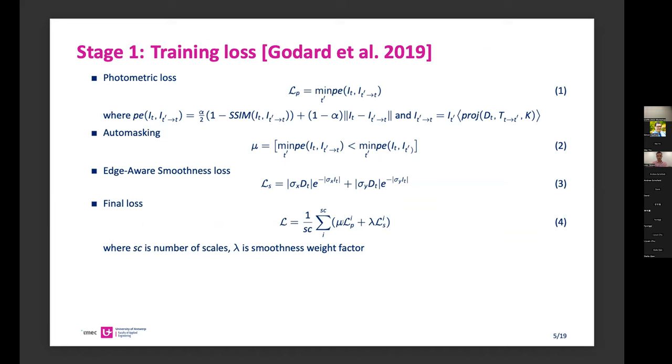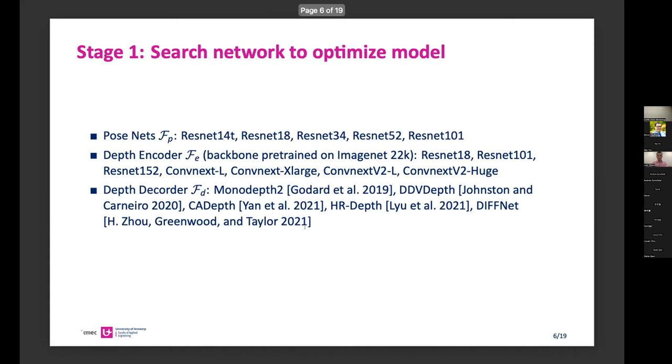The training loss consists of two main components: the auto-masking photometric loss and the smoothness loss. Using a multi-scale network for training, we average the loss over a number of scales. To optimize the model, we search over multiple network architecture components. For the encoder, we search from the ResNet family, from ResNet 18 to ResNet 101. And for the depth decoder, we focus on monocular depth models such as MonoDepth, ChannelOptimizedDepth, ResNetDepth, and DeepNet.